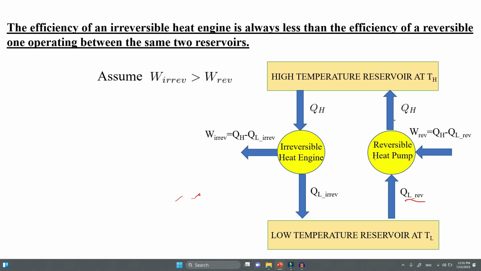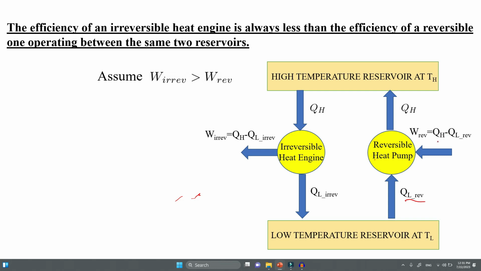That means this is just a Carnot engine, a reversible engine. It works by taking heat and releasing QL reversible. You can simply reverse it. That means you are taking in QL reversible and rejecting QH to the high temperature reservoir by taking in a net work equal to QH minus QL reversible.